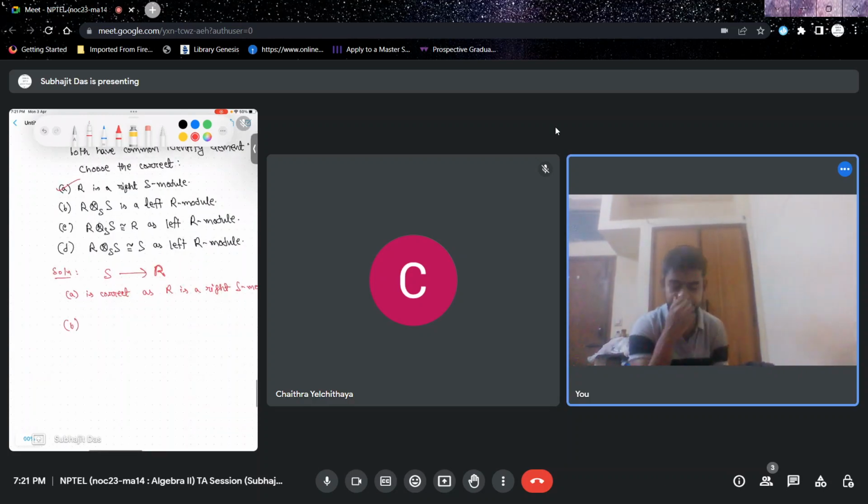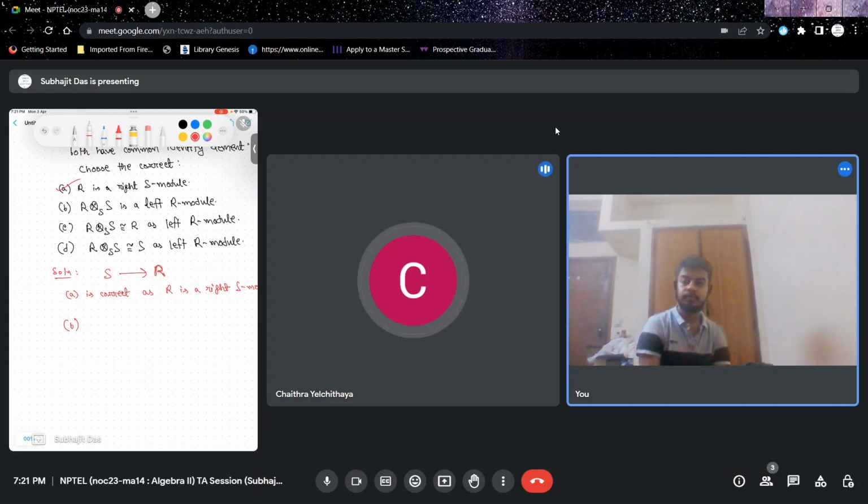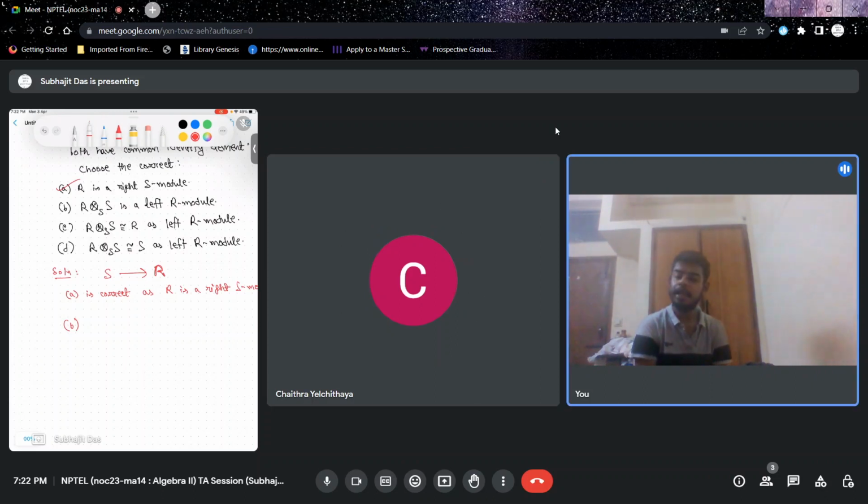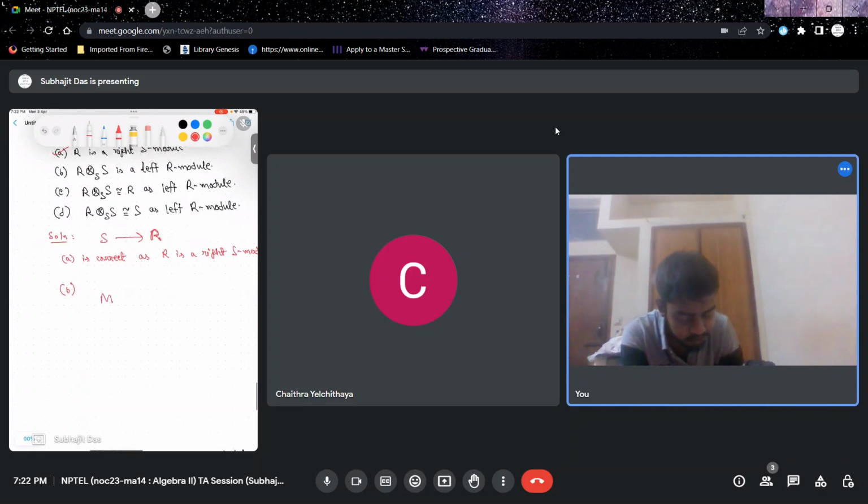Is B correct? R tensored over S with S is a left R module. Is this correct? Yeah, it is obviously an S module. In fact, do you know this, that for a commutative ring A, for any ring, but usually it's done for commutative rings, if M is an A module, then M tensored over A with A is isomorphic to M? Do you know this?